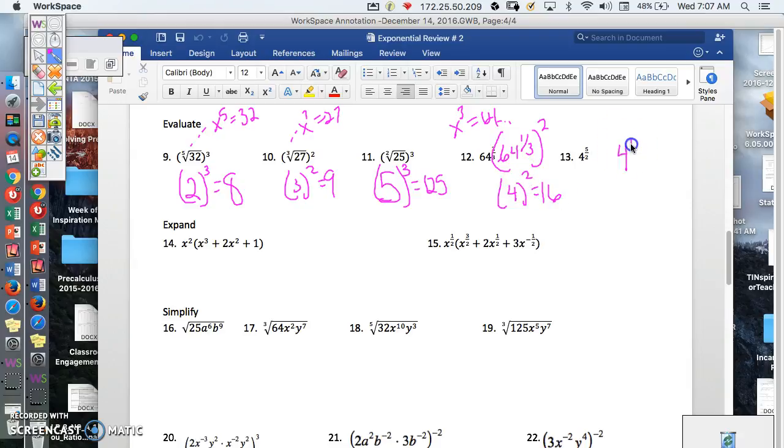And let's see, 4 to the 1/2 to the 5th power. So what number squared gives you 4? So that is 2 to the 5th, which is 32.